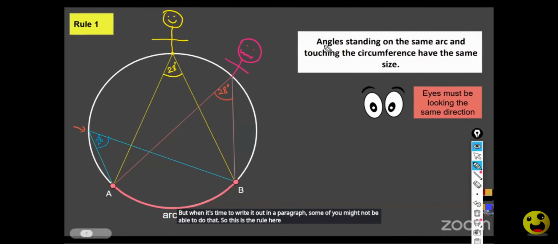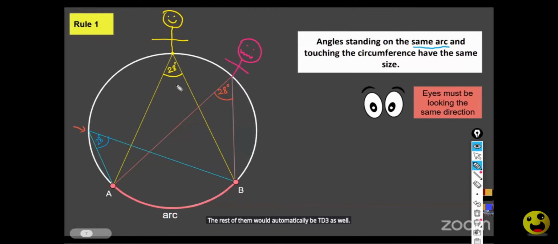Angles standing on the same arc, notice the blue legs, the yellow legs, and the red legs are all standing on the same arc. That's this red arc in my example. And touching the circumference have the same size. We see that all the angles are automatically equal. So if this one was 33, I'm just saying, the rest of them would automatically be 33 as well.